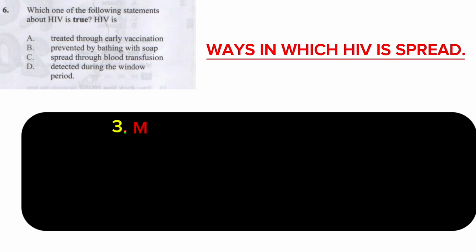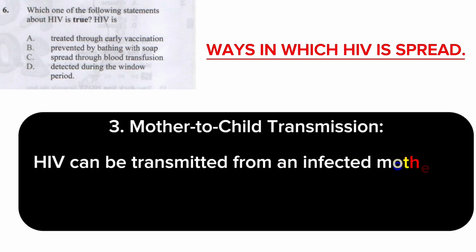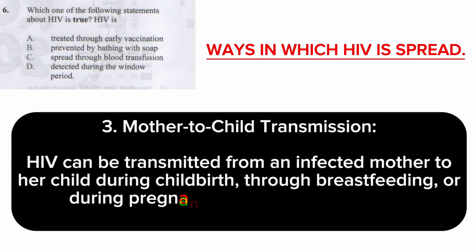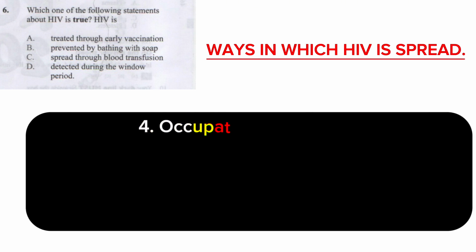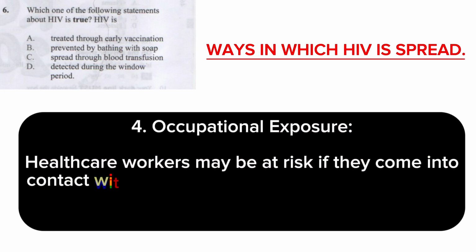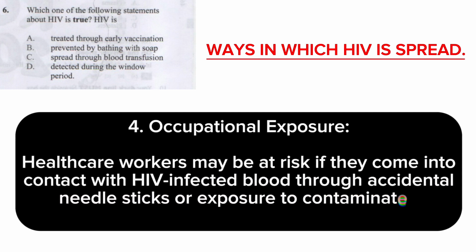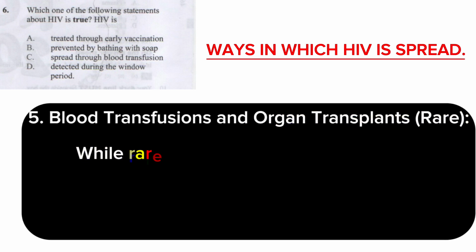The third one is mother-to-child transmission. HIV can be transmitted from an infected mother to her child during childbirth, through breastfeeding, or during pregnancy if the mother is not on appropriate medical treatment. Another way in which HIV is spread is through occupational exposure. Healthcare workers may be at risk if they come into contact with HIV-infected blood through accidental needle sticks or exposure to contaminated instruments. Lastly, HIV can be spread through blood transfusions or organ transplants, though it's rare.